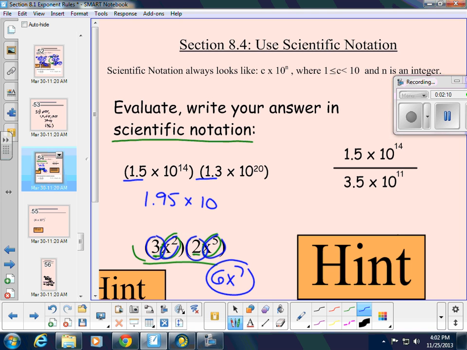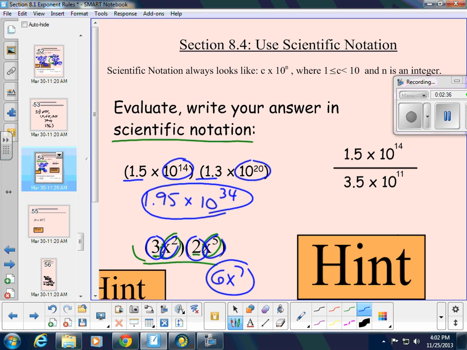Times 10 to the power of 14 times 10 to the power of 20. Since they're multiplied together, I can just add the exponents, just like the rule we did earlier in this chapter. So I get 10 to the 34th power. So the answer is 1.95 times 10 to the 34th power. That's a good problem, and something we can do using our former rules.